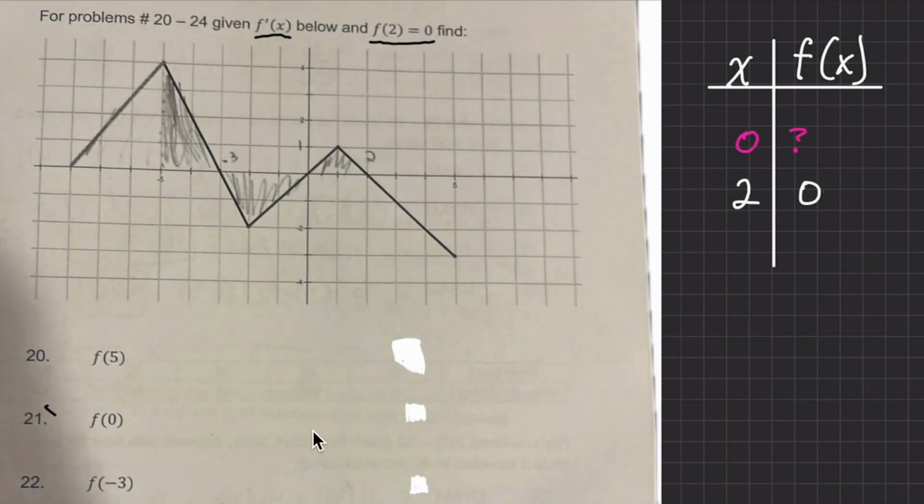Next, we are asked in number 21 to find f of 0. So here it is in the table. We're trying to find the value of the original f function when x equals 0. We don't know what it is. What we're going to do is find the net change by taking the area under the graph between x equals 2 and x equals 0, and then whatever that net change is, we're going to add it to 0. Okay, so here on our graph this is the f prime graph. Here's x equals 0, and here's x equals 2. So this area here is a half a box and a half a box. That is 1, and it is positive 1.